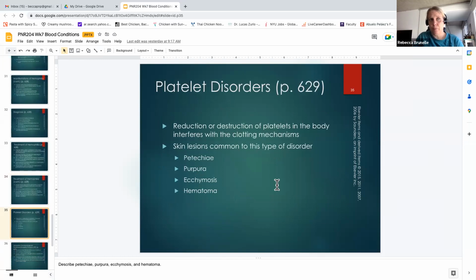So we talked about anemias and hemophilia, and now we're going to talk about platelets. Who can summarize, generally speaking, what platelets do in the body? Why do we need platelets?